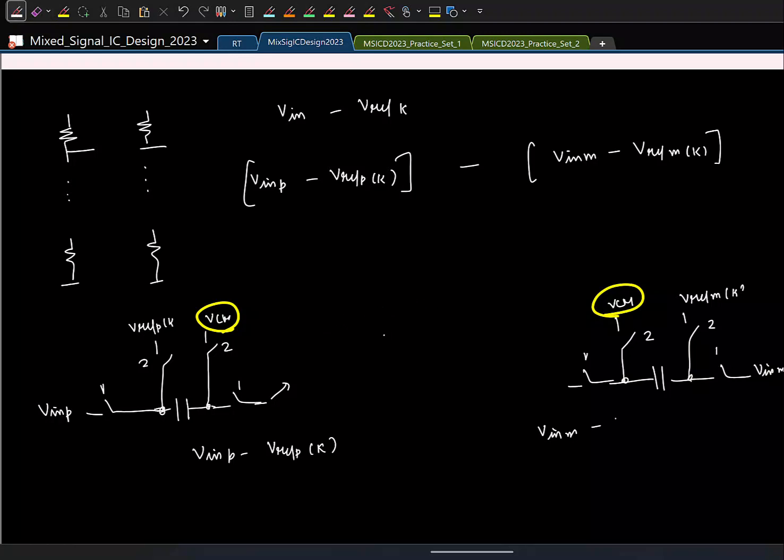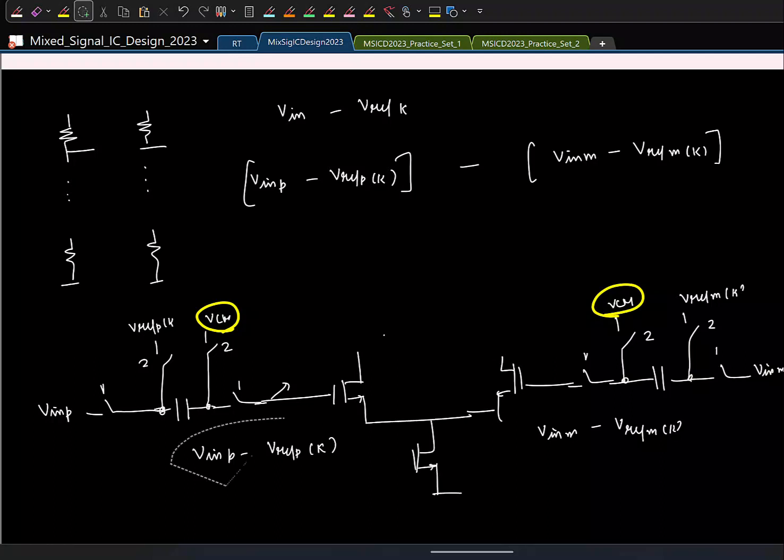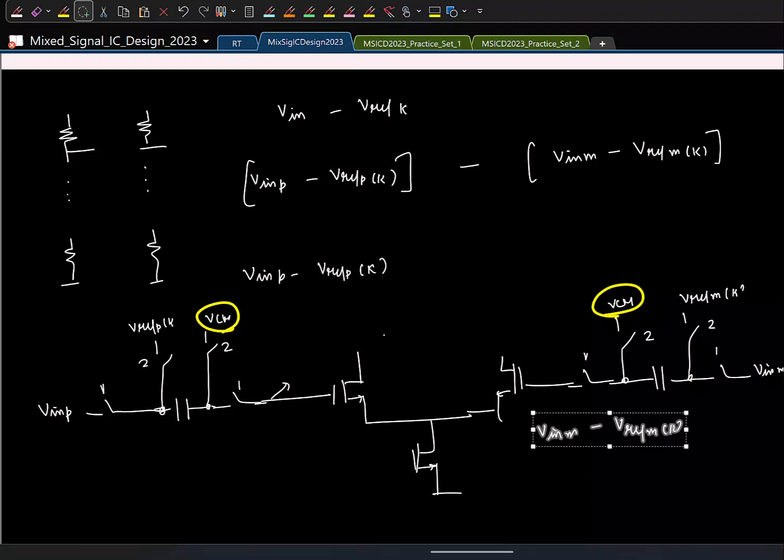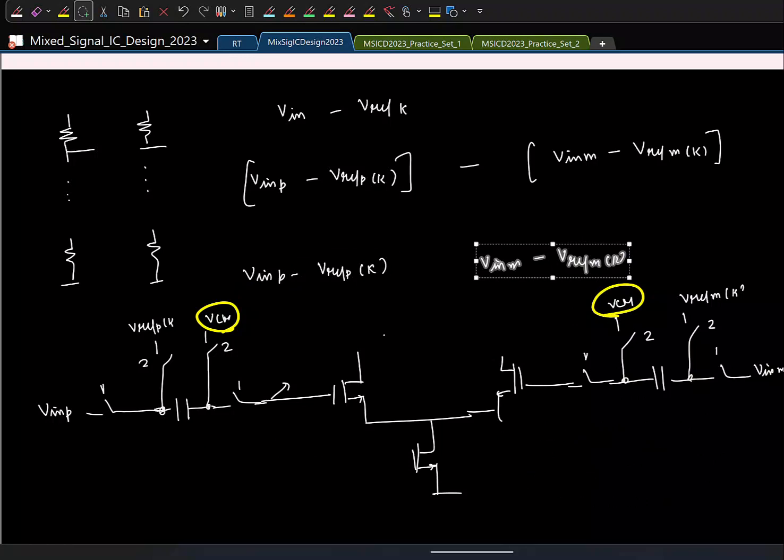So these are the two inputs we have. Vref M for kth reference. This will give it to a StrongARM latch or any latch you have. And if you notice, in which phase are we sampling the input here? Look at this. In which phase are we sampling the input?